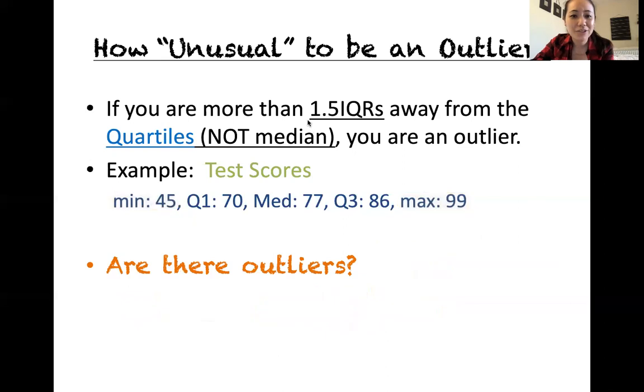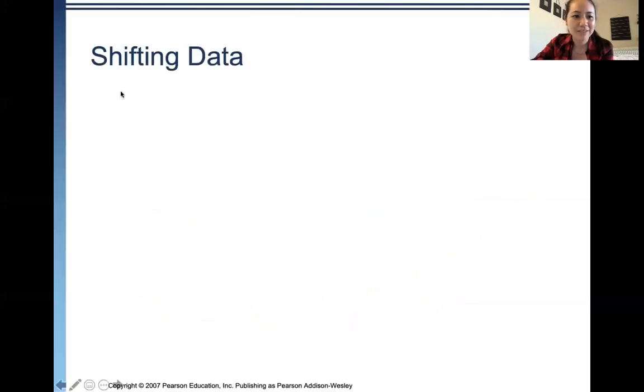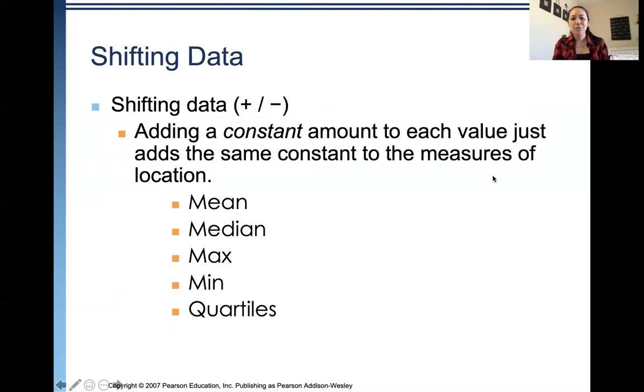Let's go to our next objective, which is what happens when we shift or rescale data. By shifting, I mean adding or subtracting a constant to every single data value. What happens to the mean? What's the new mean? How does it affect the median, and things like that?